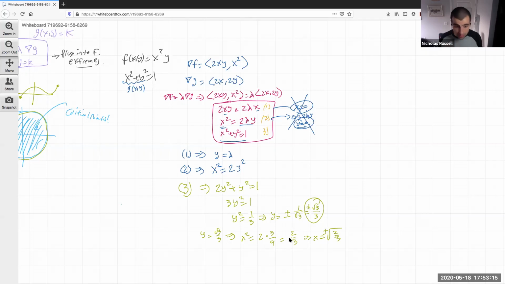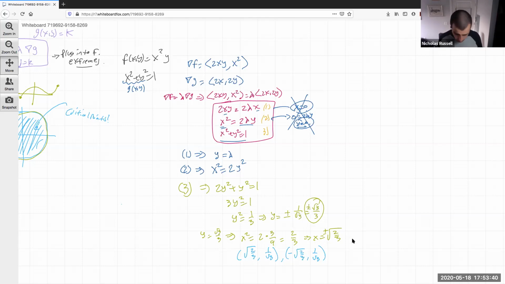So this then means that I have 2 points out of this. I can get that this could be the square root of 2/3, 1 over radical 3, or negative square root of 2/3, 1 over radical 3 here. That's what I can get from that, right? Because I have 2 options. I either have that when y is square root of 3 over 3, I can get both of these 2 x's.